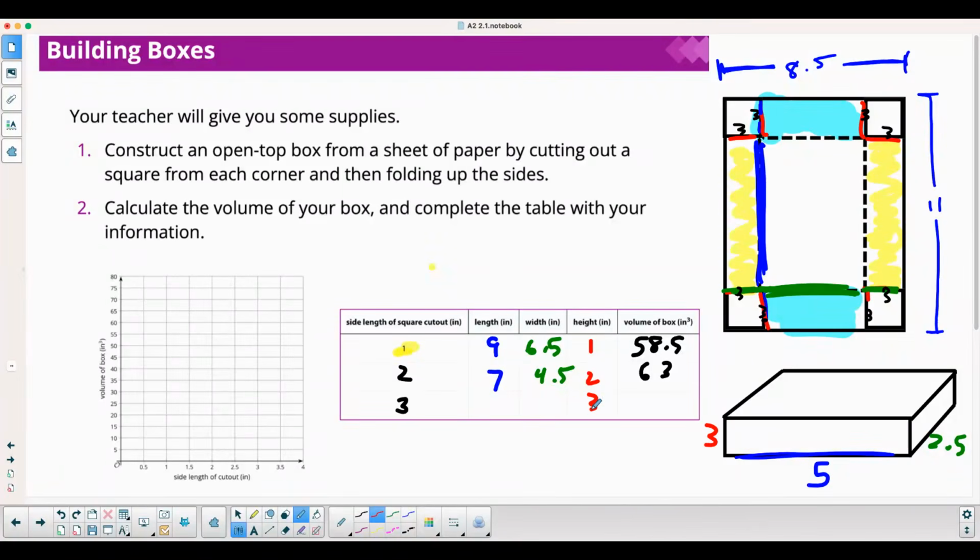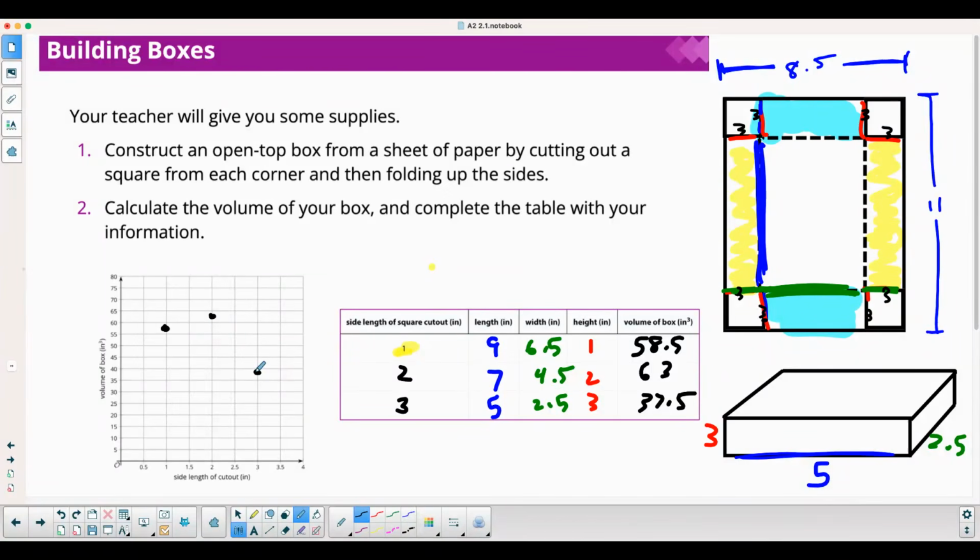So your volume is going to be length times width times height. So go ahead and multiply those. Gives me 37.5. So if you plot those, if you look here, side length of the cutout, 1 has a volume of 58.5, 2 has a volume of 63, and 3 has a volume of 37.5. So it looks something like that.